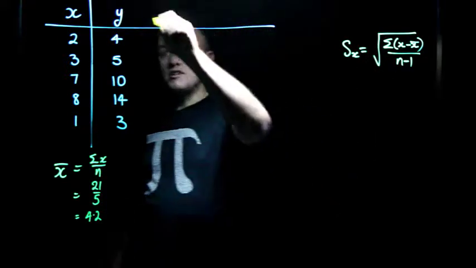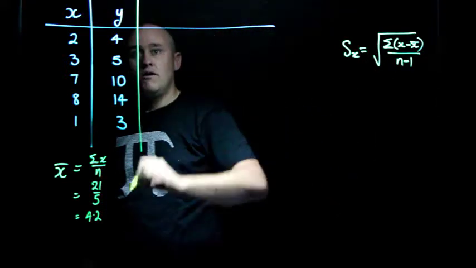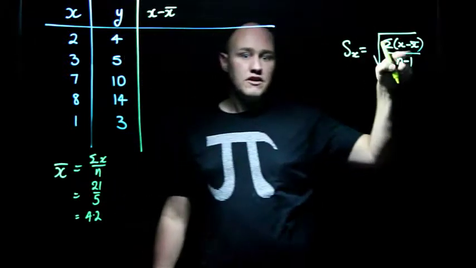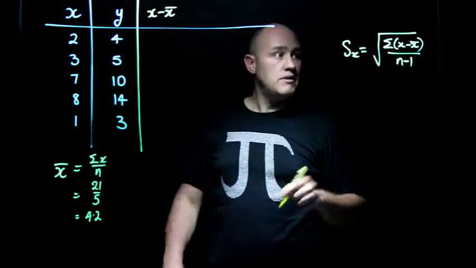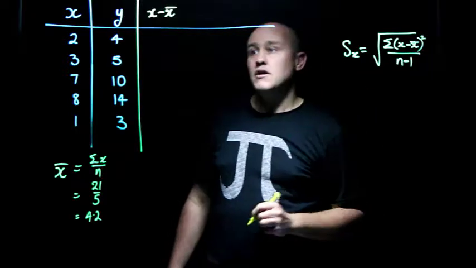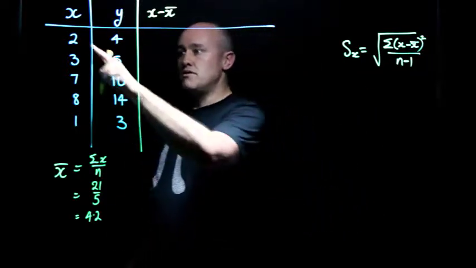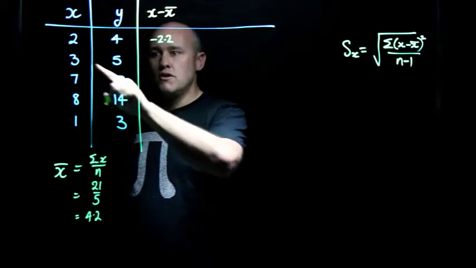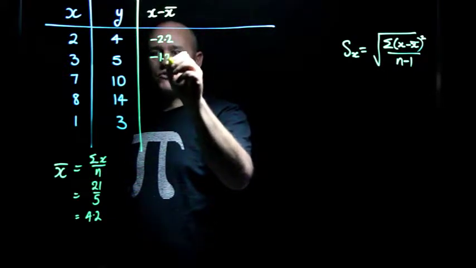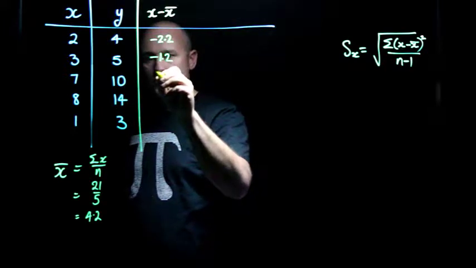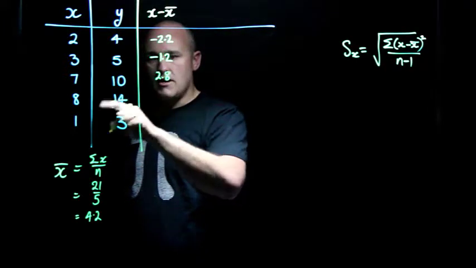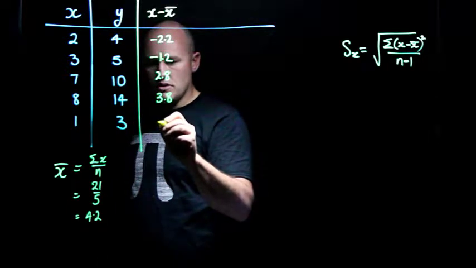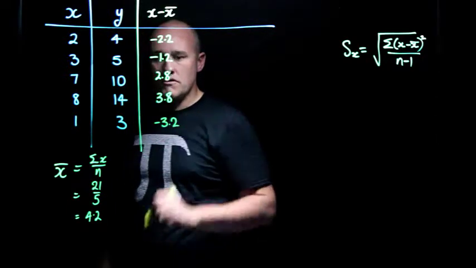So what I'm going to do is on my table, I'm going to create a column that determines each of my x minus x bar values, because that's what this asks for. So x minus x bar, sorry, I should say squared by the way. X minus x bar is 2 minus 4.2, negative 2.2. 3 minus 4.2, negative 1.2. 7 minus 4.2 is 2.8. 8 minus 4.2 is 3.8. 1 minus 4.2 is negative 3.2.